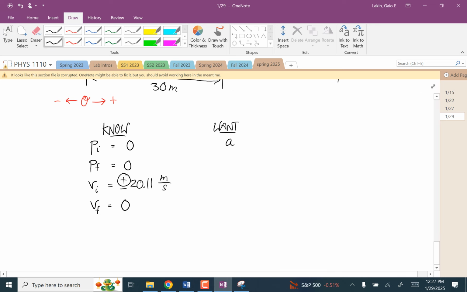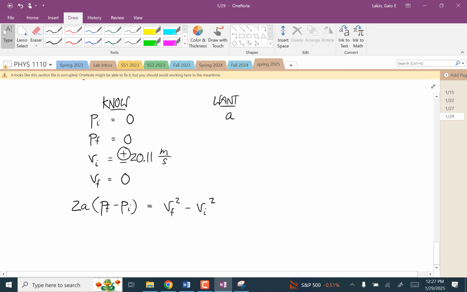So the equation that works here will be 2 times A times the quantity P final minus P initial is equal to V final squared minus V initial squared. And you can see that because A is in it, P final is known, P initial is known, V final is known, V initial is known. Yeah, I wrote it down wrong. Thank you. 30.